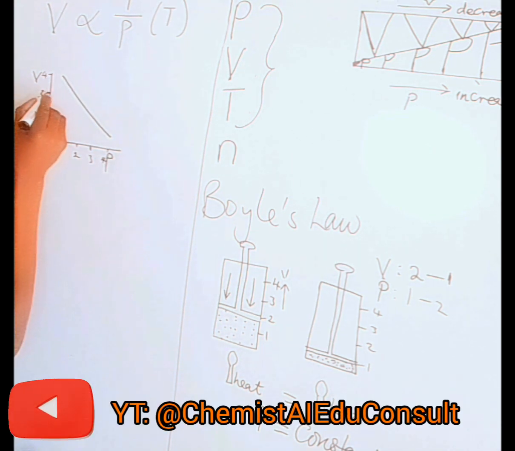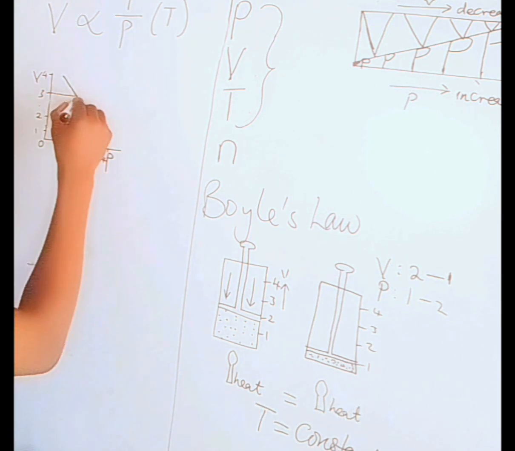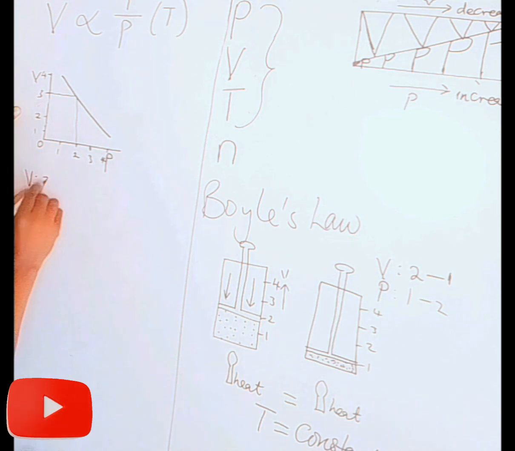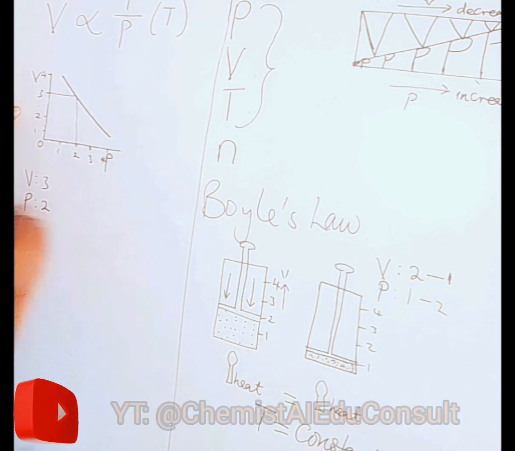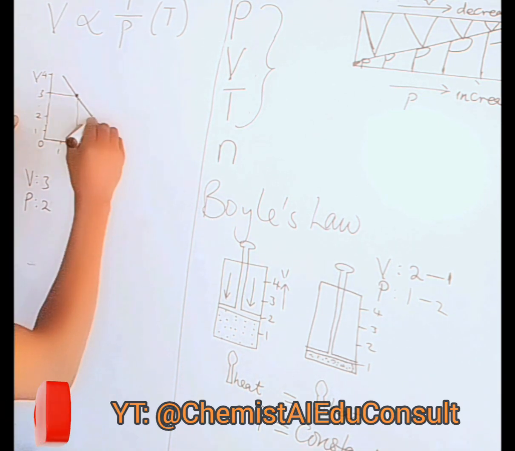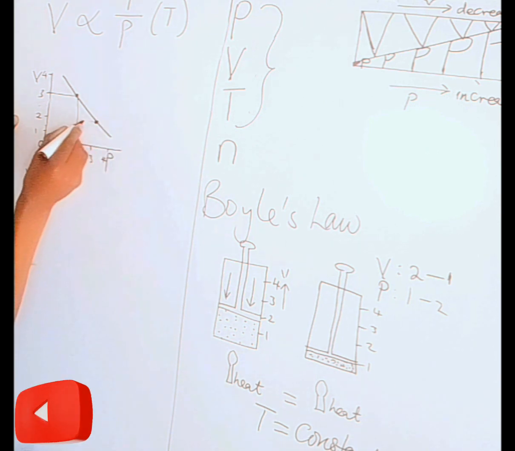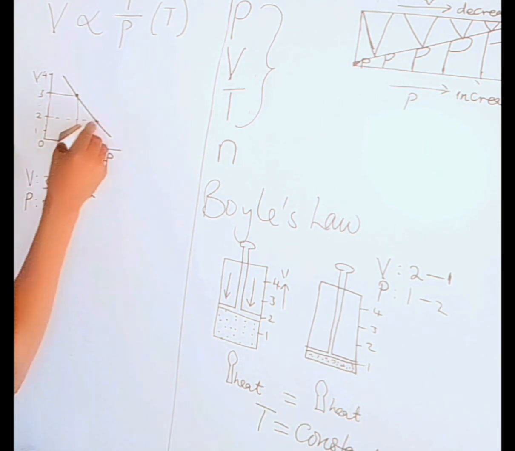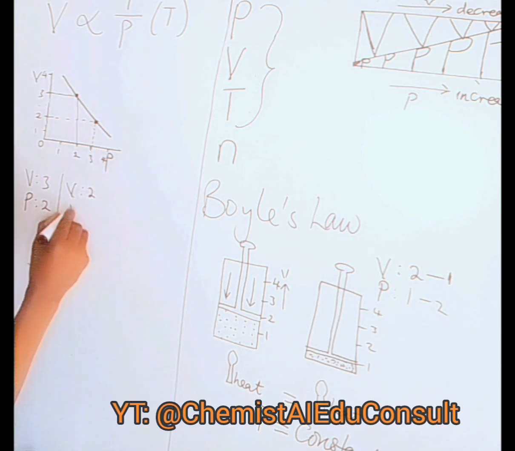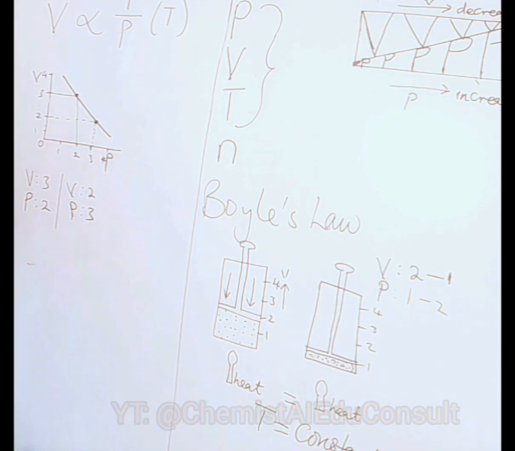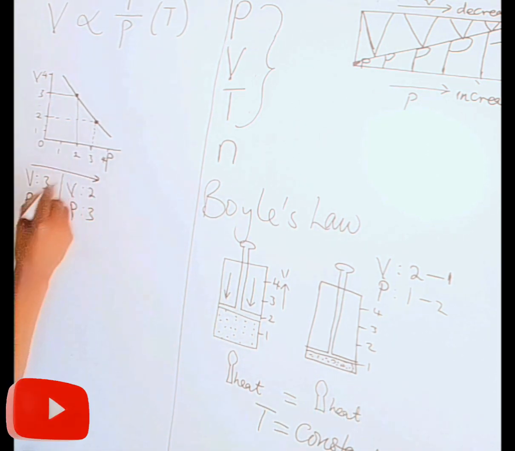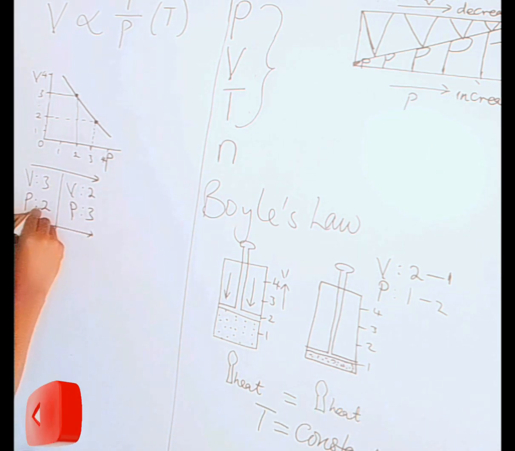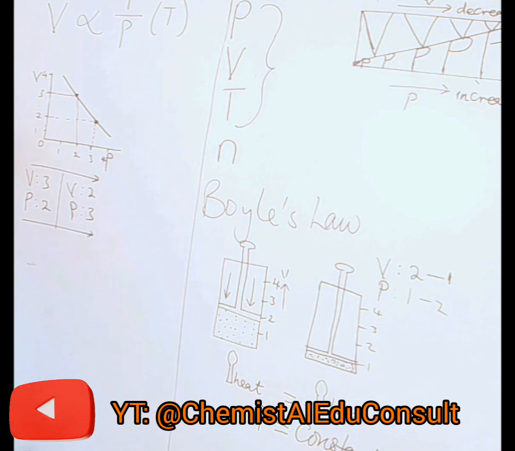Now, if you trace this 3 to this point, and you trace it to pressure, you see that volume is 3 there, while pressure is 2, right? From this point, if you come down to this point and trace it to volume, we get volume as 2, and if you trace down to pressure, you will get pressure as 3, meaning that volume decreases from 3 to 2, while pressure increases from 2 to 3. This is the graph of Boyle's law.